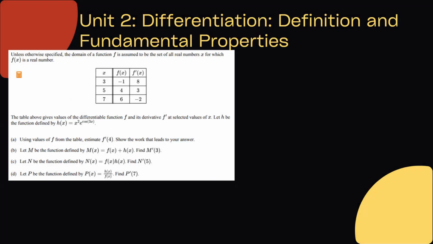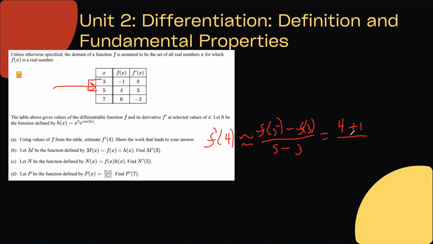For this one, we're allowed to use a calculator. The table above gives values of the differentiable function f and its derivative f prime. Let h be the function x squared times e to the cosine 3x. Using values of f from the table, estimate f prime of 4, show the work that leads to your answer. So f prime of 4 is approximately f of 5 minus f of 3 over 5 minus 3. 4 is not a value in the table, so we have to use the 2 points closest to it. That's 4 minus -1 all over 2, so that would equal 5/2.